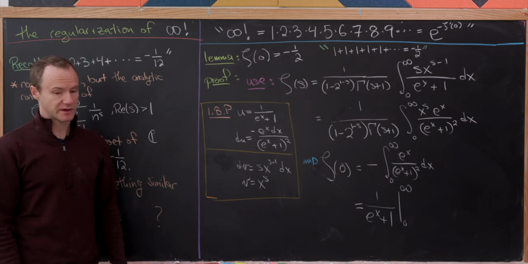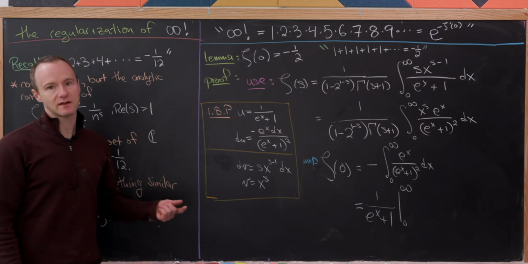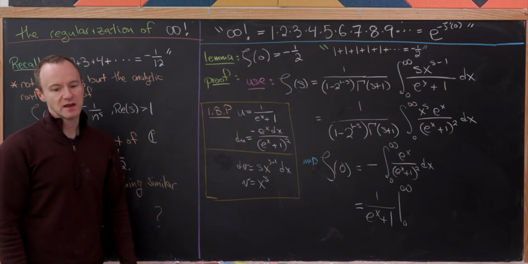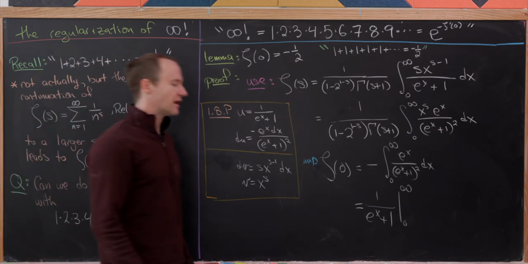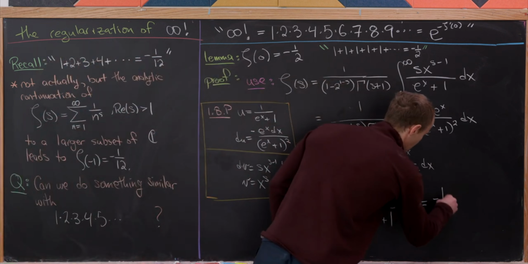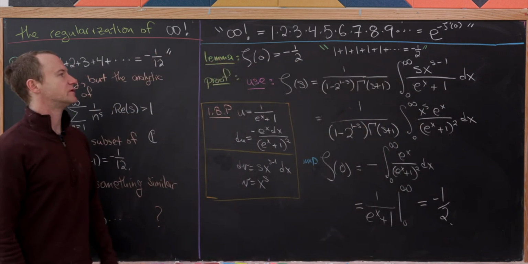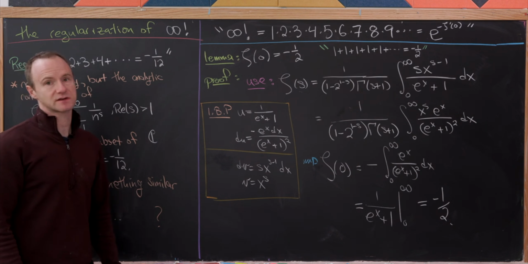Now, evaluating this at infinity, that's the same thing as taking the limit as x goes to infinity. That's clearly going to give us 0. Evaluating this at 0 is going to give us 1 over 1 plus 1. In other words, it's going to give us a half. That's the lower bound of integration, so that gives us minus 1/2. So there we have it. We've proven this lemma, and now we're ready to move on to the main result.